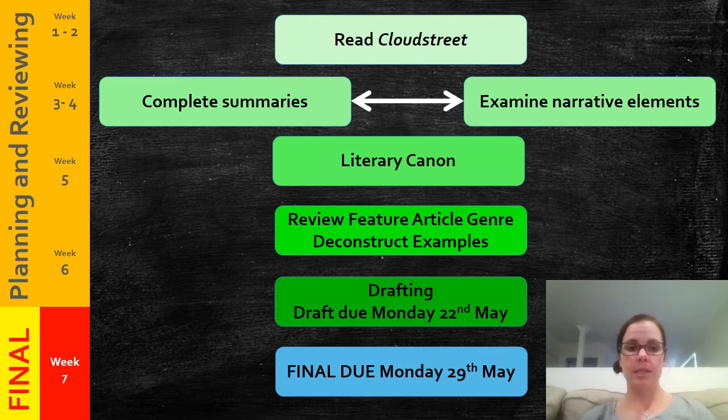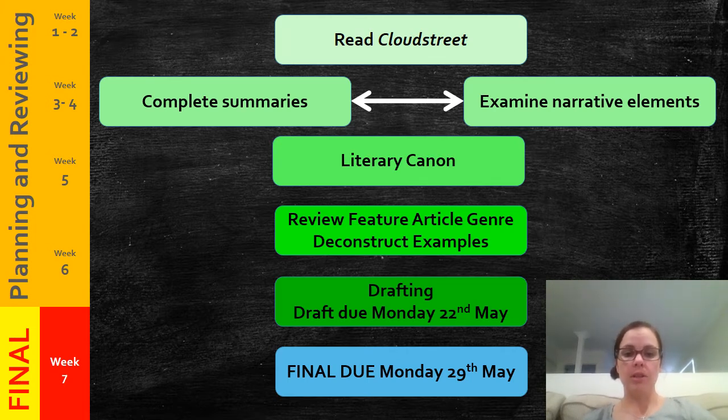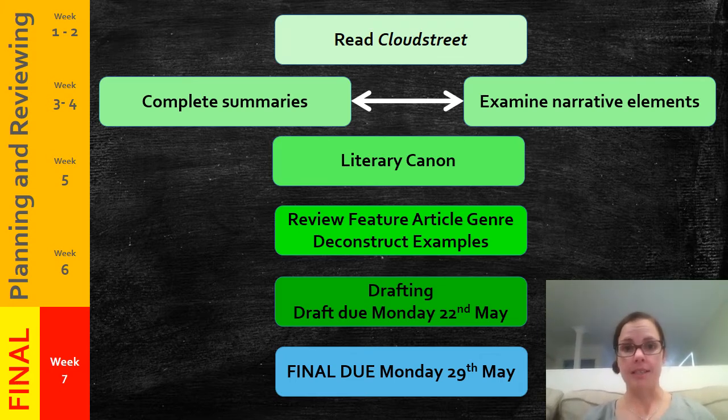So at this point, you should have read the novel Cloudstreet, have completed or read some summaries, and started to examine the narrative elements. You'll then discuss what a literary canon is and the features of a literary canon. You'll then do some genre work, so having a look at deconstructing examples of feature articles. Your draft is due on Monday the 22nd of May, and your final is due on Monday the 29th of May, which is the Monday of week 7 at the start of the lesson.